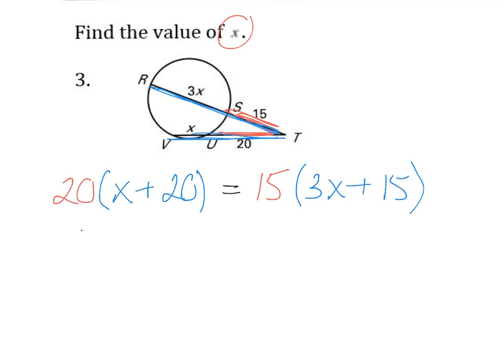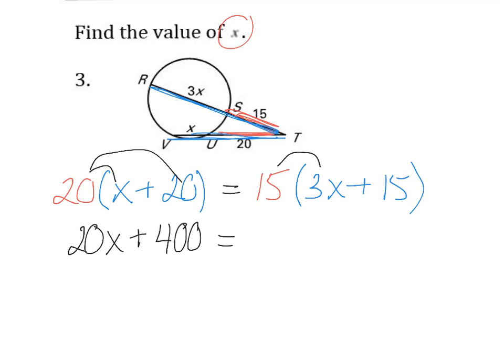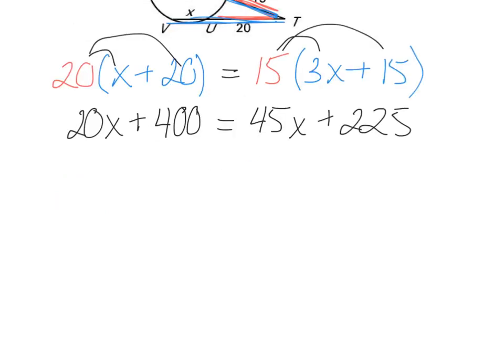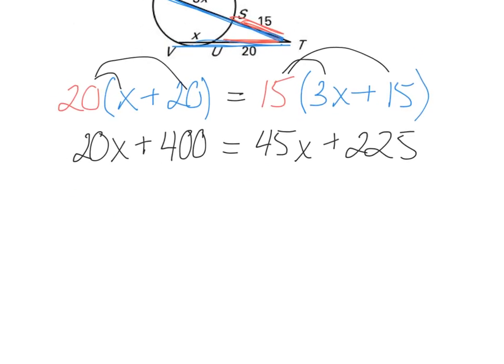Now all I have to do is go through and solve. First thing I'm going to do is distribute that 20. So we end up with 20x plus 400. Then over here, it looks like we got 45x plus 225. After I move some terms around, it looks like we end up with 25x equals 175. Divide that by 25, x equals 7.